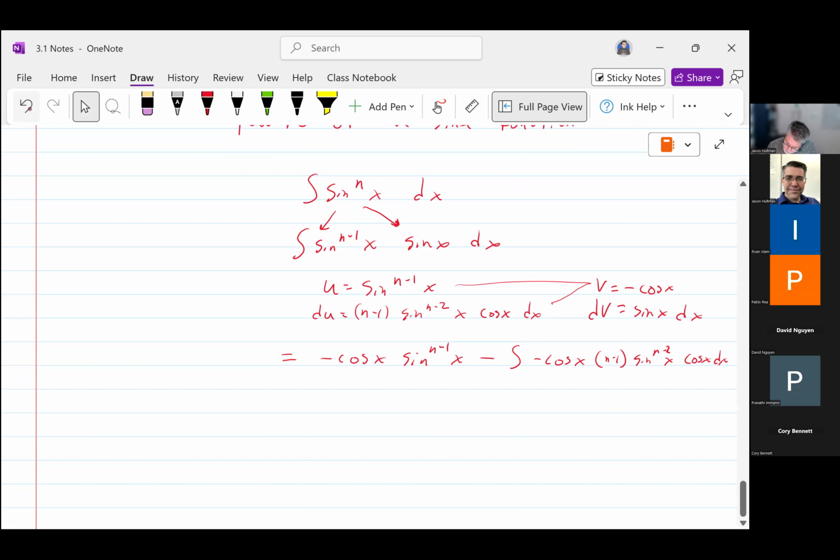So let's clean that up. This equals negative cosine x times the sine of n minus 1 x. I'm going to pull this negative sign out front, and so that becomes a plus. I'm going to multiply the cosine times the cosine, and that's going to become cosine squared. So this is n minus 1 times the sine of n minus 2 times cosine squared x dx.